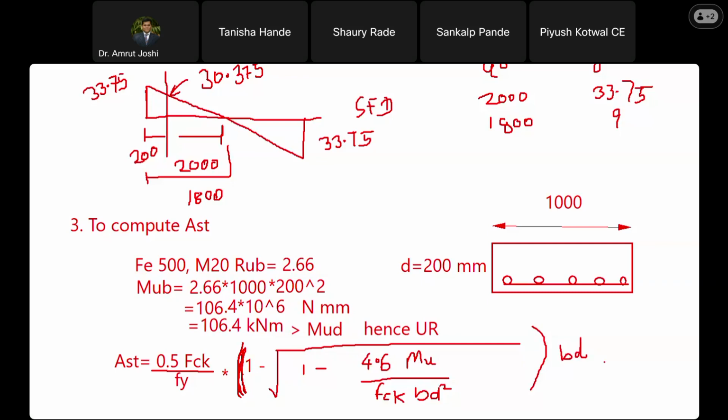So what is the value of MU in our case? Here MU needs to be substituted in Newton mm. So MU is to be substituted as 106 into 10 power 6. Are you with me? Yes, sir. So can you substitute that and tell me what is the value of B? B is 1000. What is the value of D? D is 200. So FCK is 20, Fy is 415. Substitute all these values and tell me what is the value of AST.